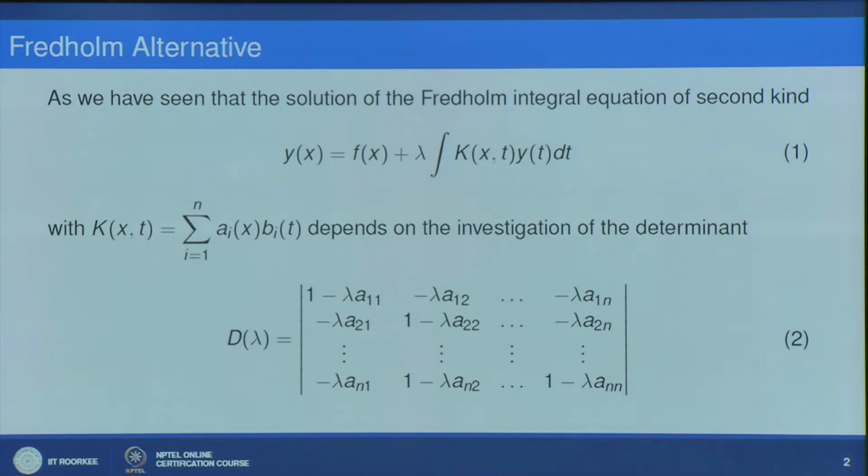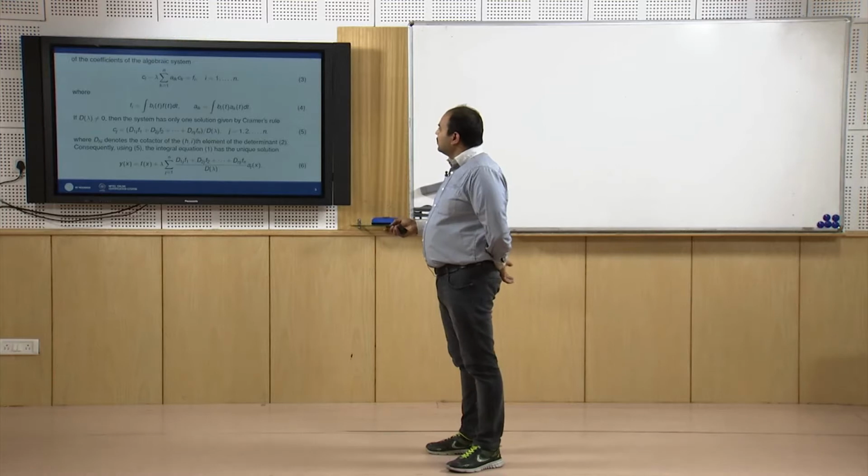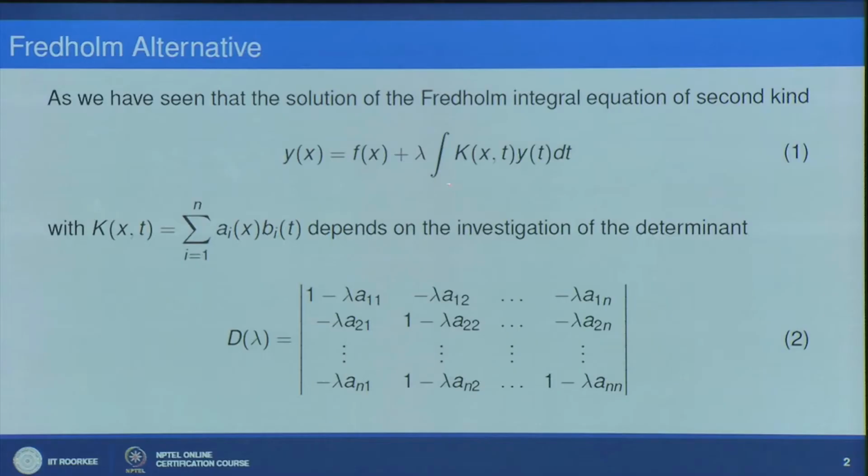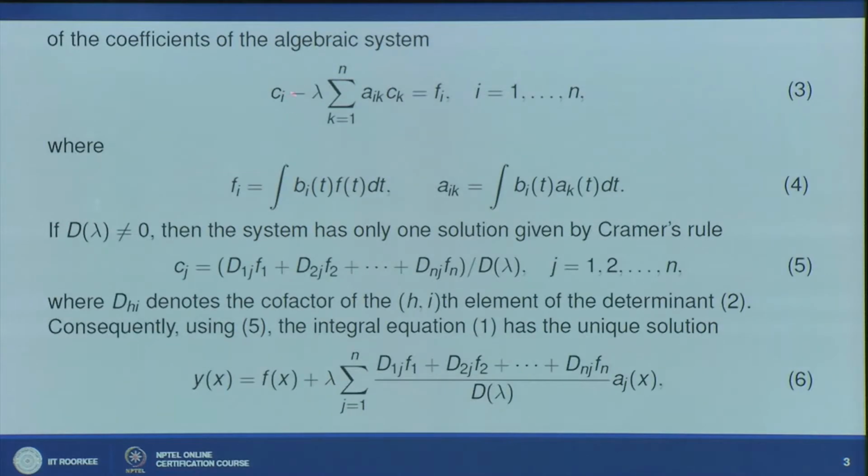We have already discussed solving this. From there we can get that the solution of this equation depends on the determinant D(lambda), which is the determinant of the coefficient matrix. Here this is the system for y of x. By putting this and assuming c_i as a constant, we can have this kind of system of equations.